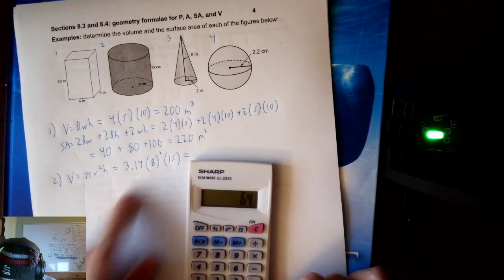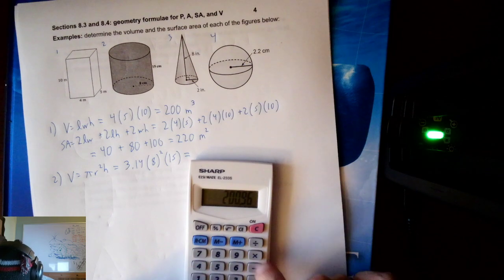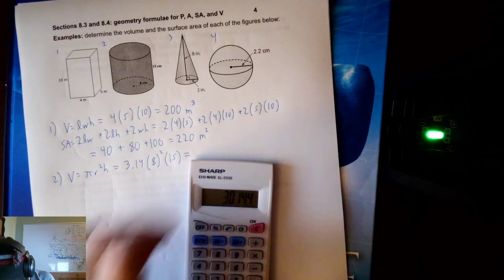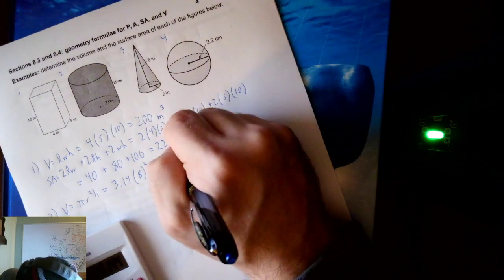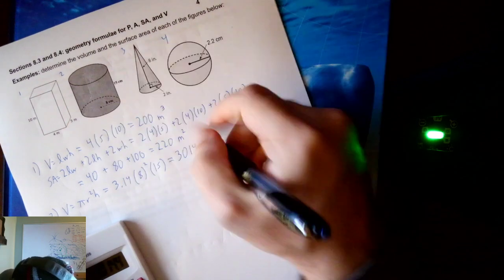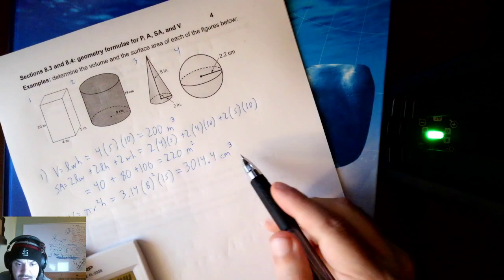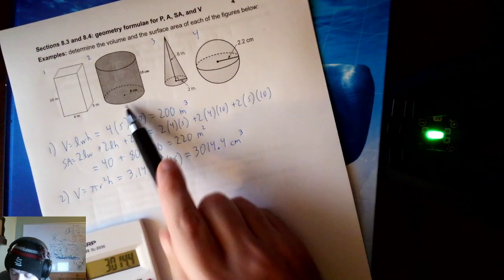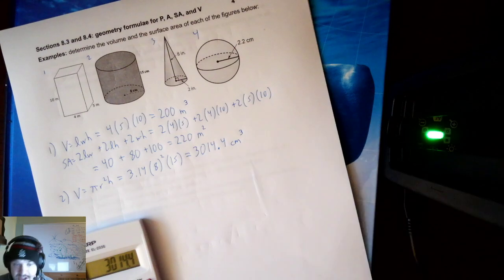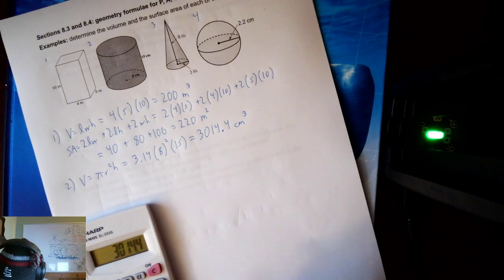If I'm looking at my multiplications, I've done the squared already. I got to multiply. Times 3.14 times 15 gives me 3014.4. It was centimeters, and it's a volume, so it'll be cubed, right? Volume is always cubed. So this has a volume of a little over 3,000 cubic centimeters. And that is my cylinder. It has a volume slightly over 3,000 cubic centimeters.